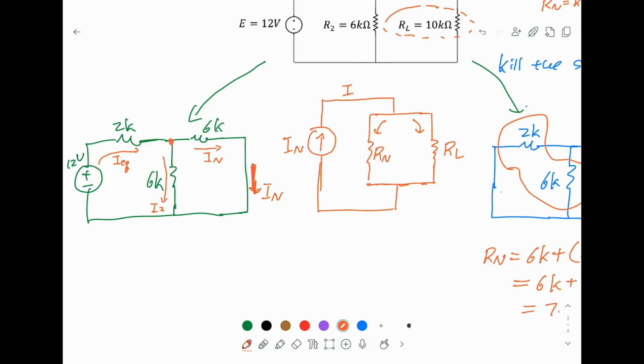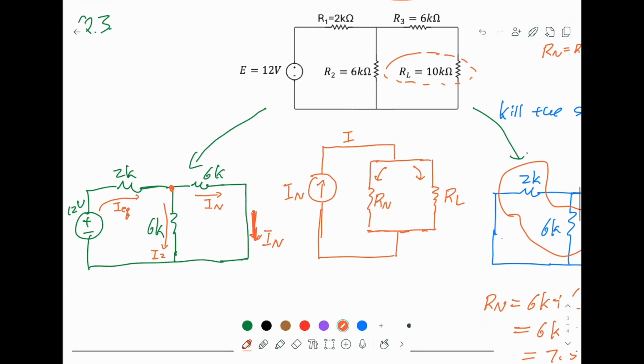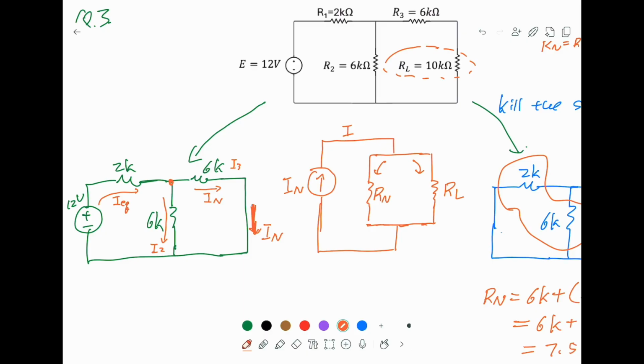This is I2, the current passing through here. This one is exactly I3. You can call it I3 or you can call it I_N. It doesn't matter as long as we know this is what we want to find. And the same here, we can call this I1 or I equivalent. Why I equivalent? Because we have to first find the total current coming out from the 12 volt source. Once you find the total current, we can use the current divider method and find I_N.